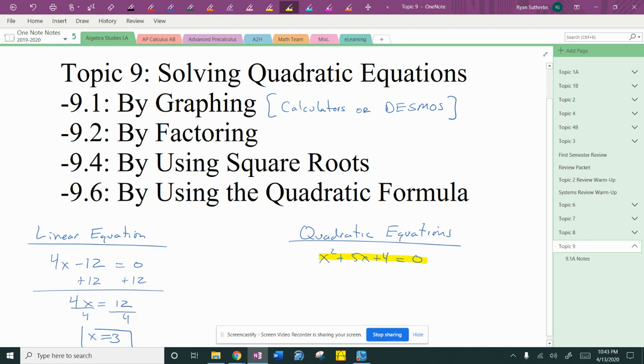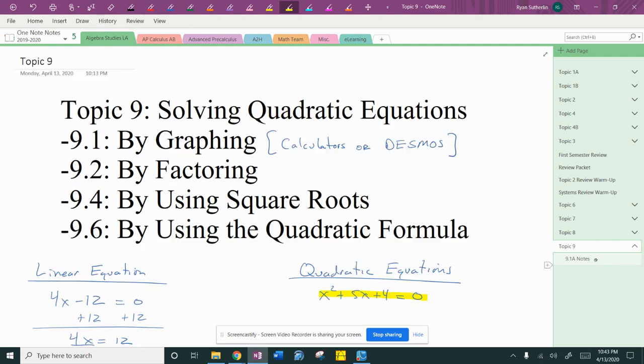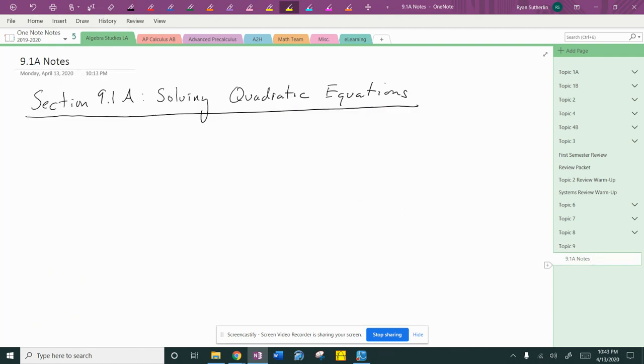So let's start today with an example. So this is where we would go ahead and start writing these things down in your notes. So I'll give you a second. You can pause if you need to at any time so you can have time to write things down, and then you can come back when you're ready. So section 9.1a, we're going to work on solving quadratic equations with graphs.